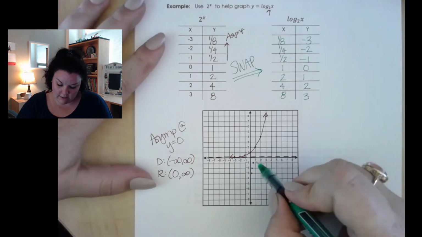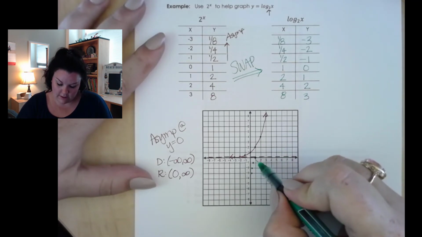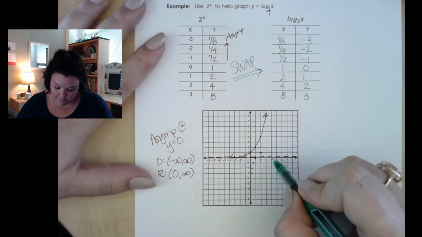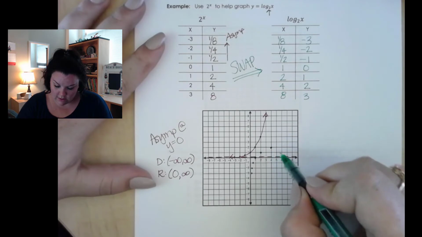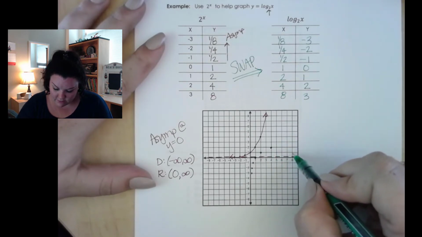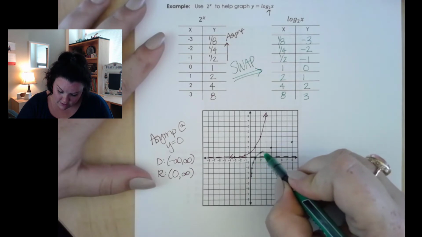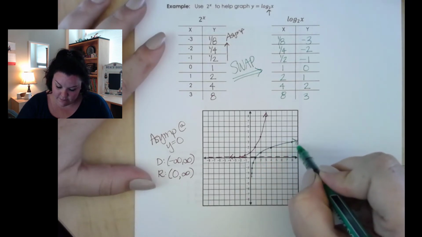At 1, I'm at 0. At 2, I'm up at 1. At 4, I'm up at 2. And at 8, I'm up at 3. So we're going to go ahead and connect our dots. And you can see this shape is the same.